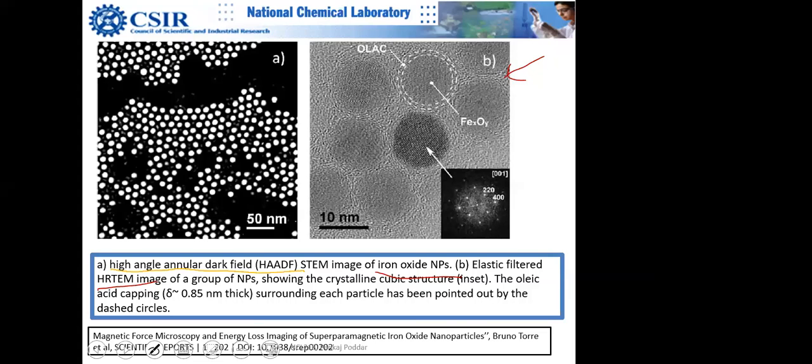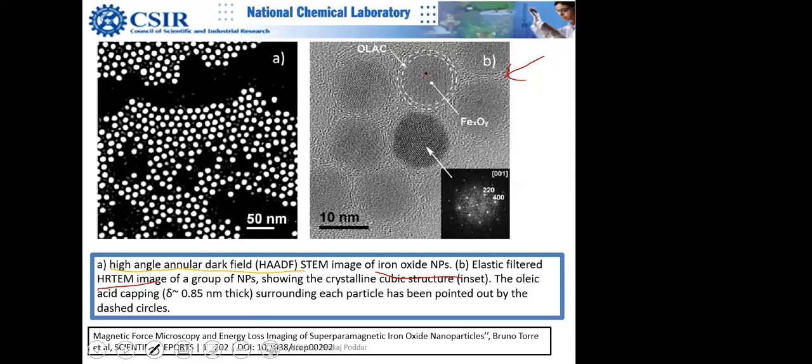So how will you know that it is iron oxide? How will you know that this internal part is not oleic acid? There are various ways to know. If you zoom this, you will see that there is a self assembly of molecules, oleic acid. Inside the particle, you can see there are lattice fringes. Actually, there is some kind of crystallinity. This is one way of knowing.